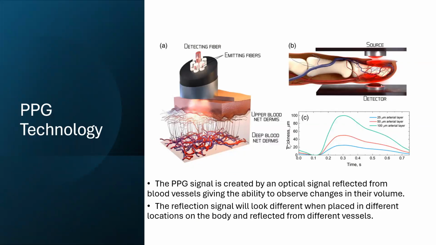This is just a general overview of the PPG technology. We can see that there's a reflective and a transmissive method, each of which checks the volume in the blood vessels when light goes through.